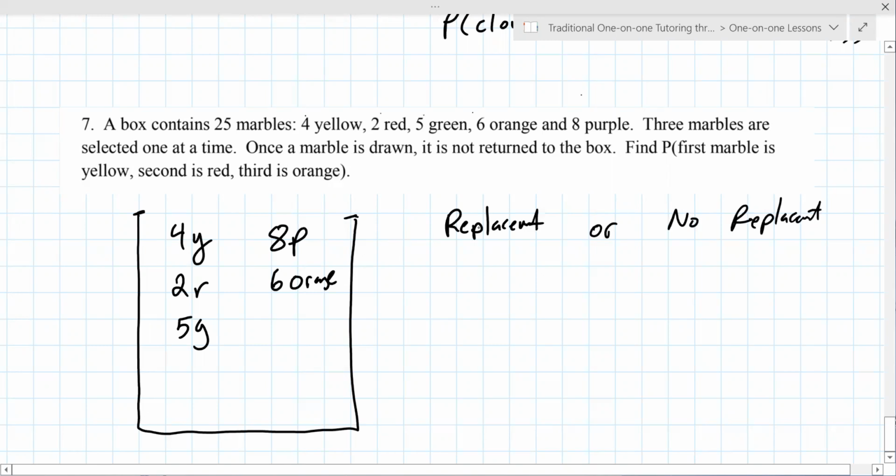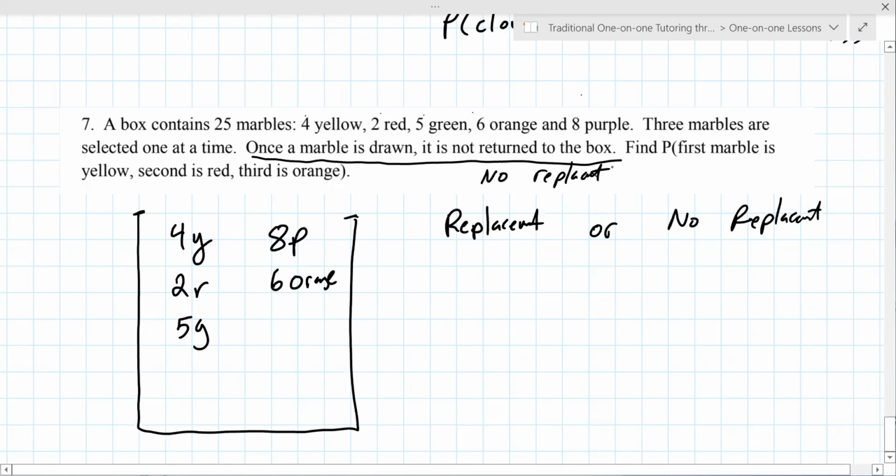If you're doing replacement, that means that you pull a marble out and it goes back in. No replacement is you pull it out and it stays out. And that's what they're saying here. They're saying once a marble is drawn and is not returned to the box, that means no replacement. And that's important.